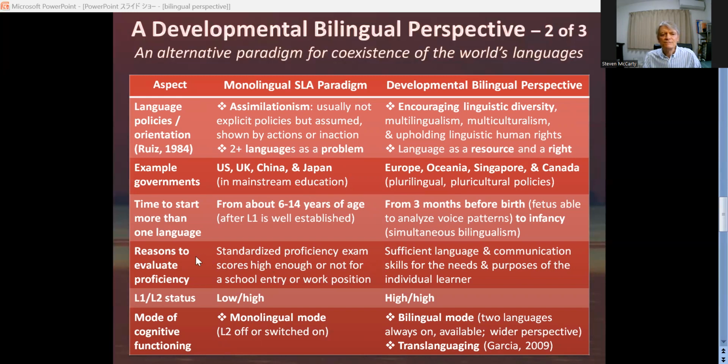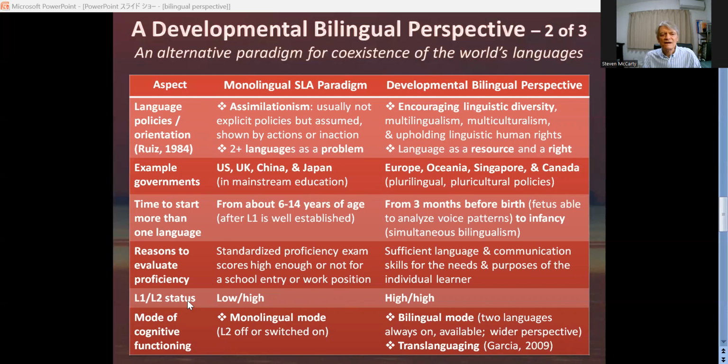And then another dimension is reasons to evaluate your proficiency. In the monolingual approach, it is toward standardized proficiency exam scores, high enough or not, for school entry or for a work position. So very utilitarian. But in the bilingual approach, we're looking for sufficient language and communication skills for the needs and purposes of the individual learner.